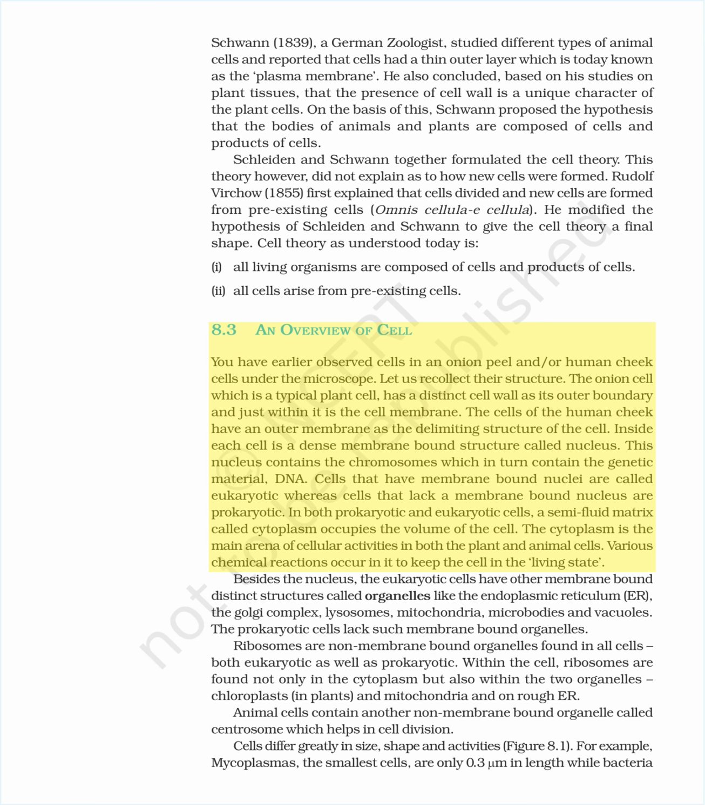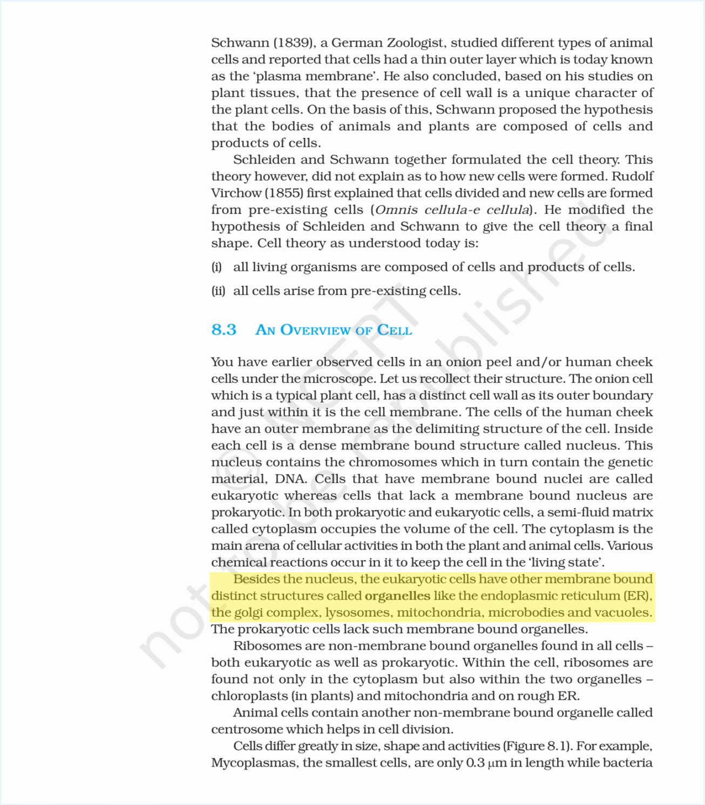Cells that have membrane-bound nuclei are called eukaryotic, whereas cells that lack a membrane-bound nucleus are prokaryotic. In both prokaryotic and eukaryotic cells, a semi-fluid matrix called cytoplasm occupies the volume of the cell. The cytoplasm is the main arena of cellular activities in both the plant and animal cells. Various chemical reactions occur in it to keep the cell in the living state.